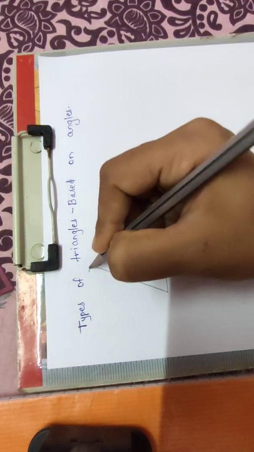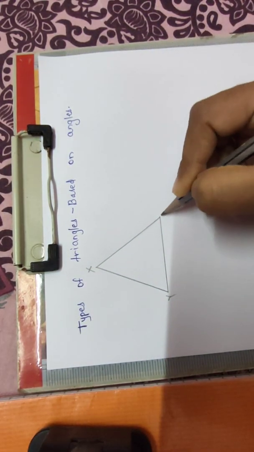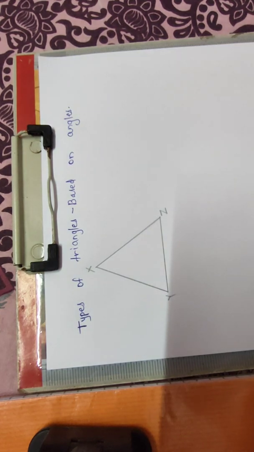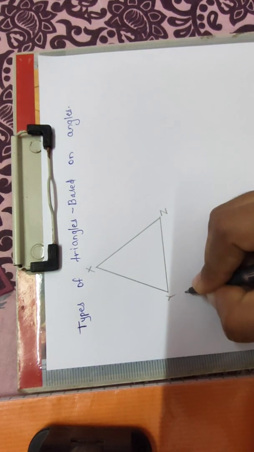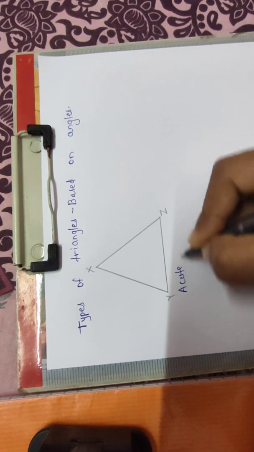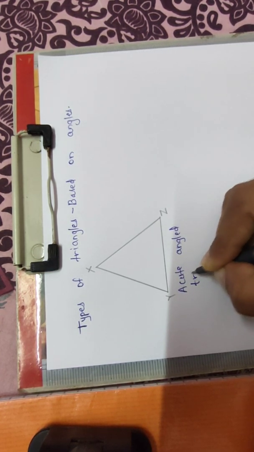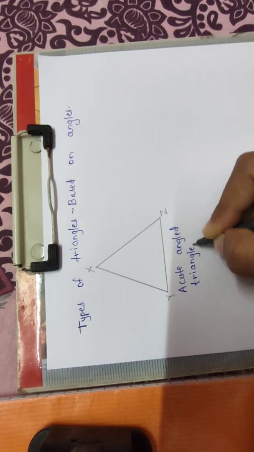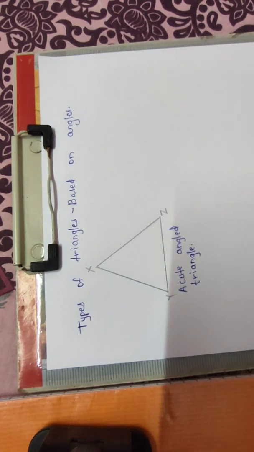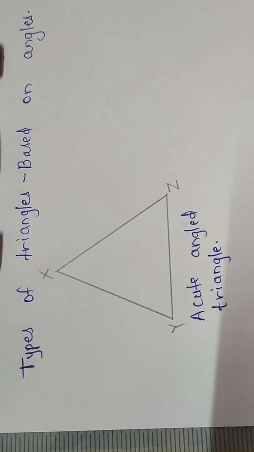Let's label it as X, Y, Z. Now why is it said to be an acute angled triangle? Since all the three angles of the given triangle are less than 90 degrees, the given triangle is called an acute angled triangle.